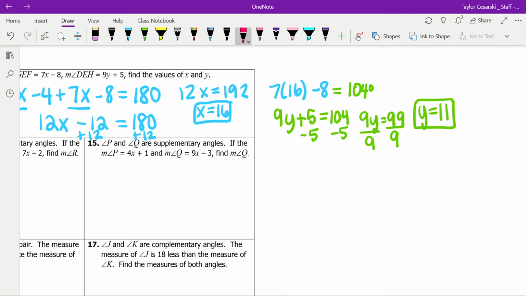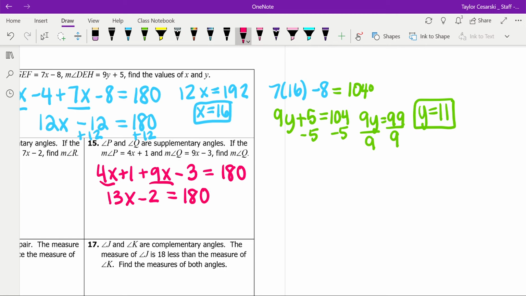All right, next one, it says P and Q are supplementary angles. Remember, that means they add to 180 degrees. So 4x plus 1 plus 9x minus 3 equals 180. Again, I can combine some like terms. 13x minus 2 equals 180. Add 2 to both sides. 13x equals 182. And x will end up equaling 14.